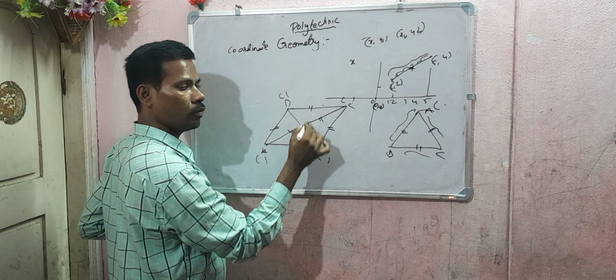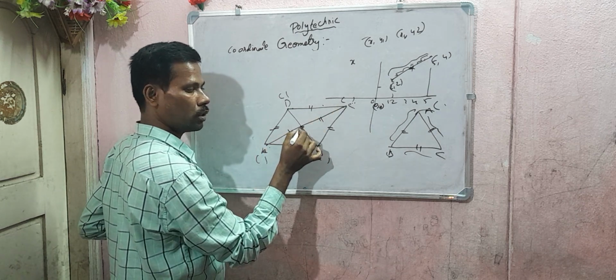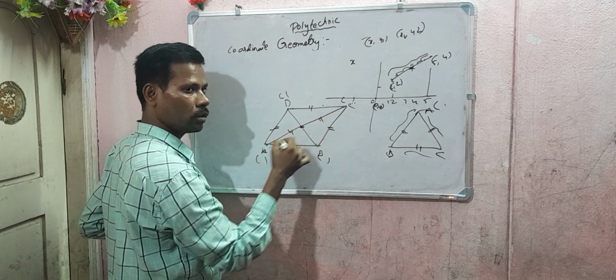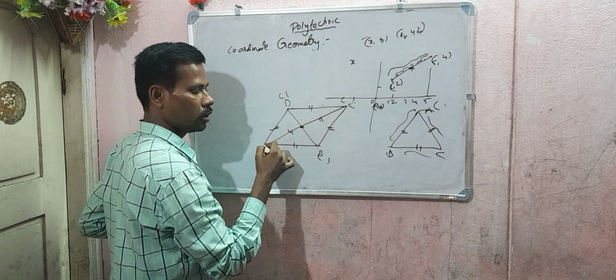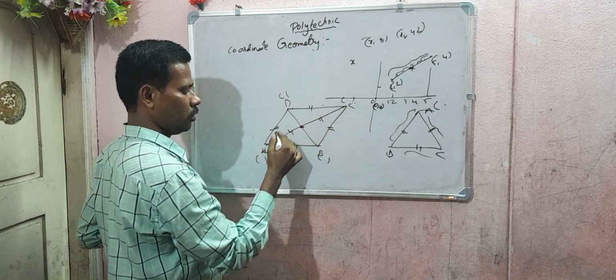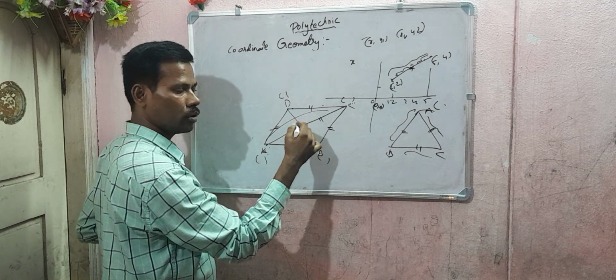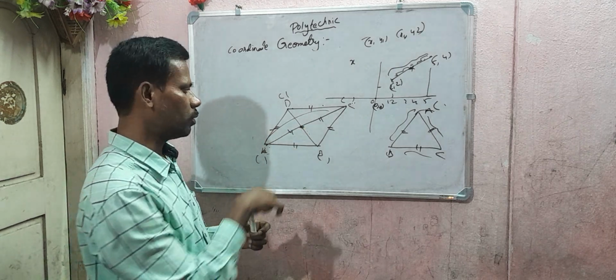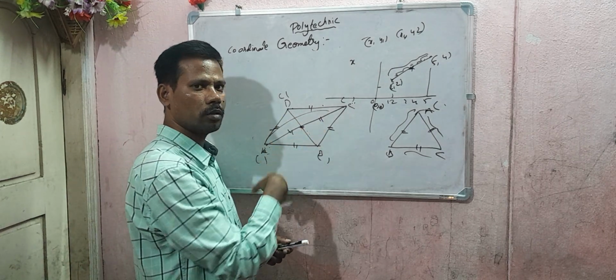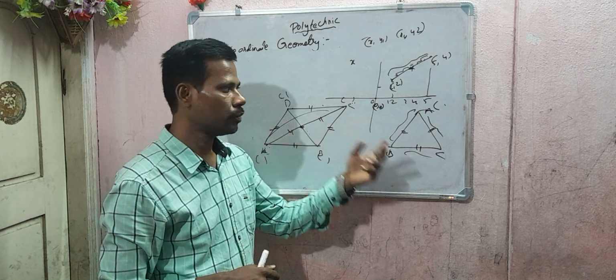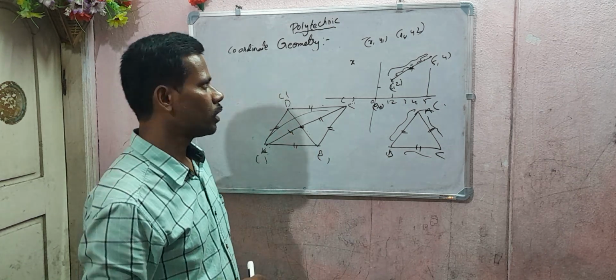So calculate this one. If they ask the diagonal length, you should use distance, and if they ask for the midpoint value, then you use midpoint. What is the midpoint of this diagonal means you have to use the midpoint formula. That's it.